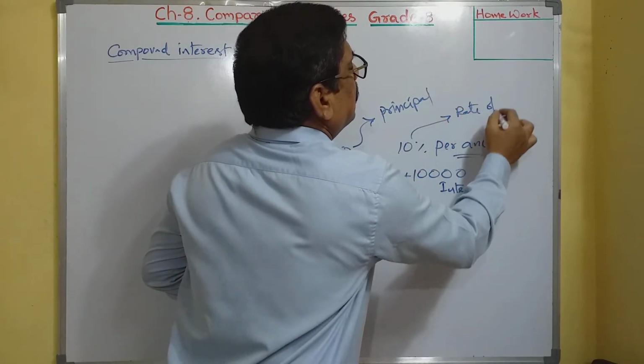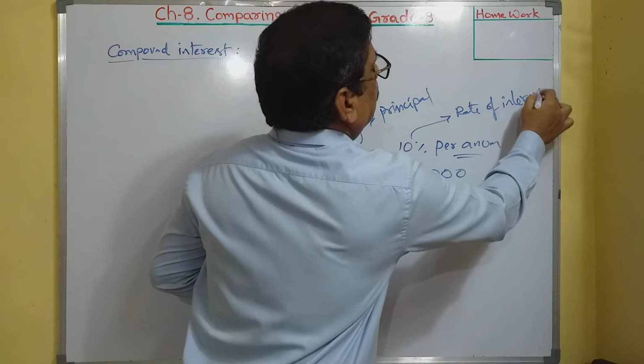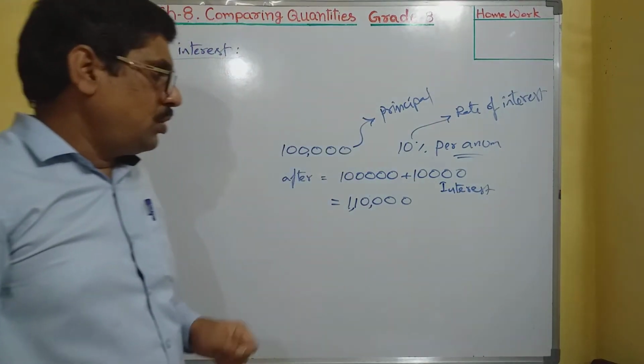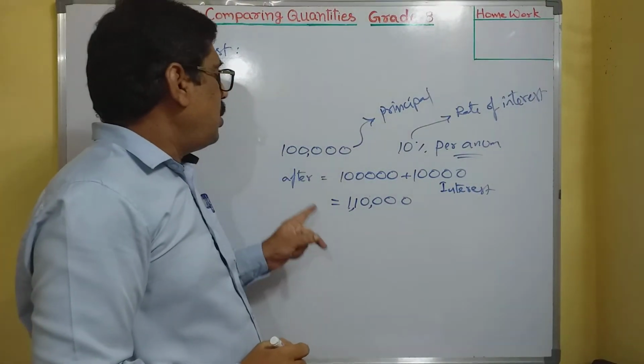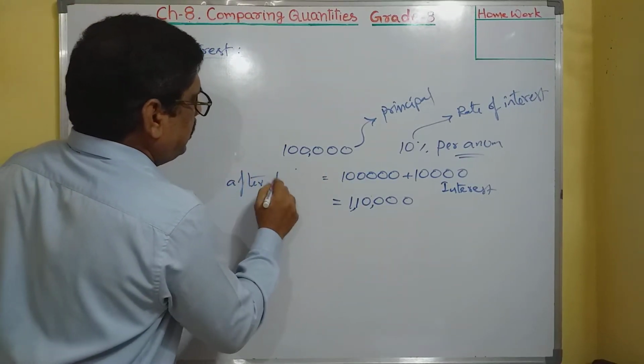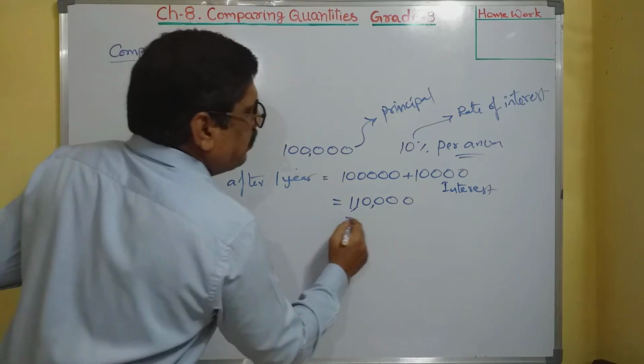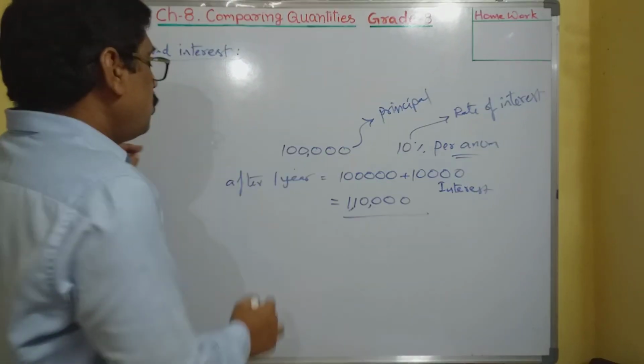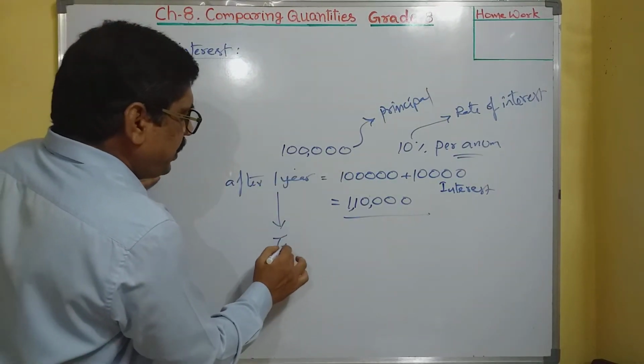Okay. So actually, see, after 1 year, we are getting 1,10,000 rupees. So this 1 year is called the time period.